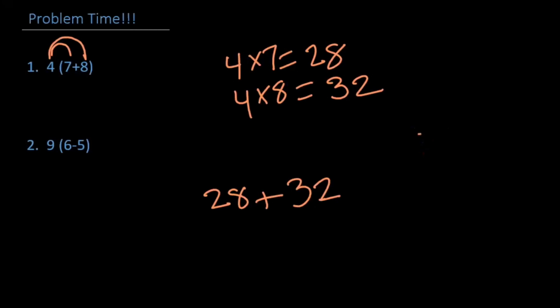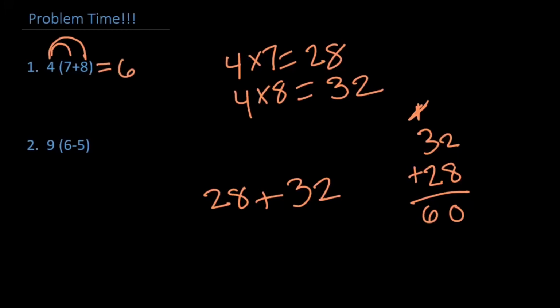32 plus 28 is equal to 2 plus 8 is equal to 0. We bring a 1 up here. 3 plus 2 is equal to 5. Plus the 1 up here, we cross it off, is equal to 6. So our answer is 60. So the first answer is 60.